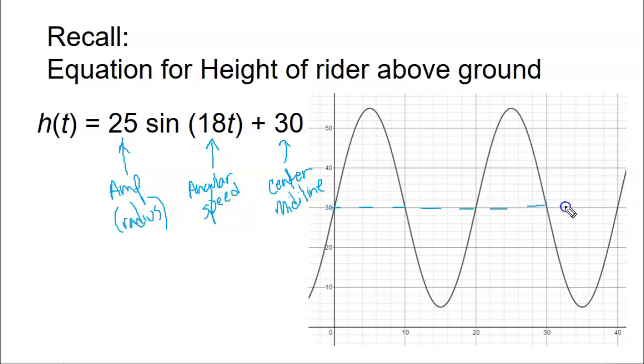We had our midline. We were starting there on the right side in the middle, and we would go up, and then we would come back down, and then we would come back up, and we're back to where we started. And it gave us that nice periodic graph.